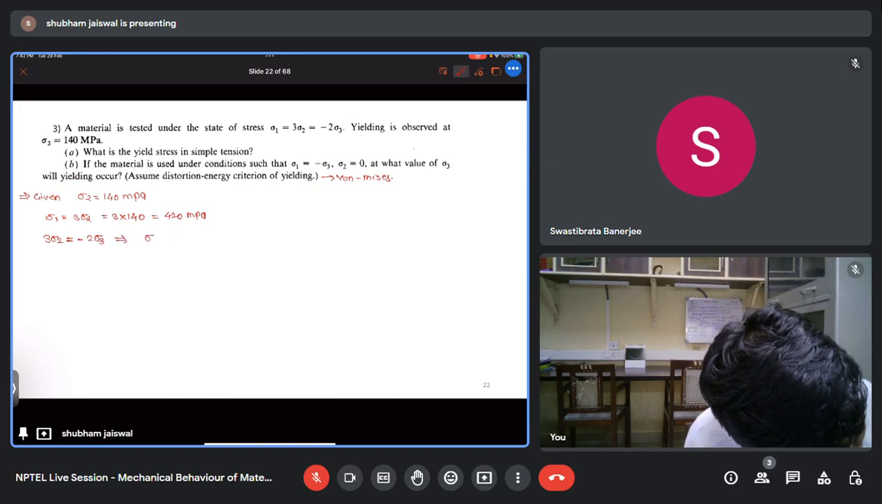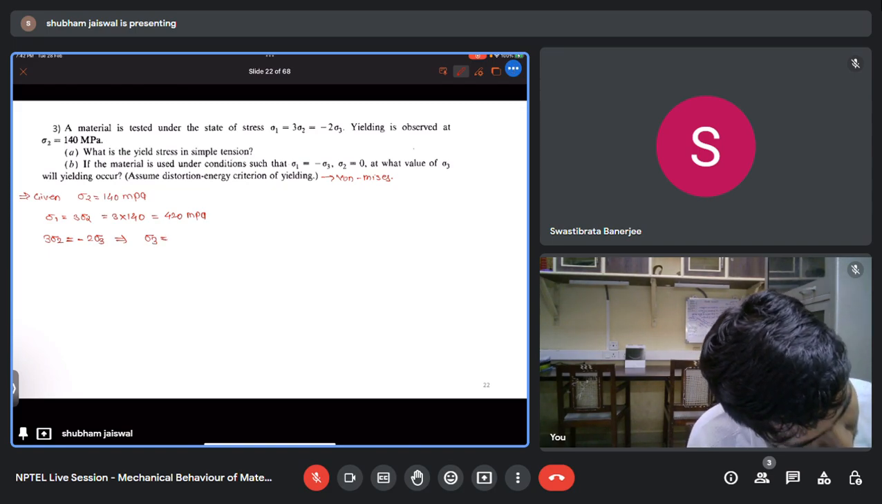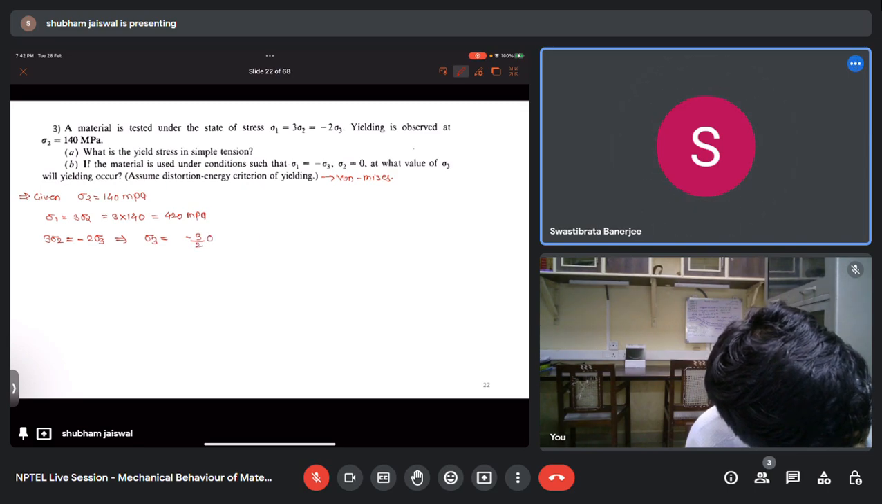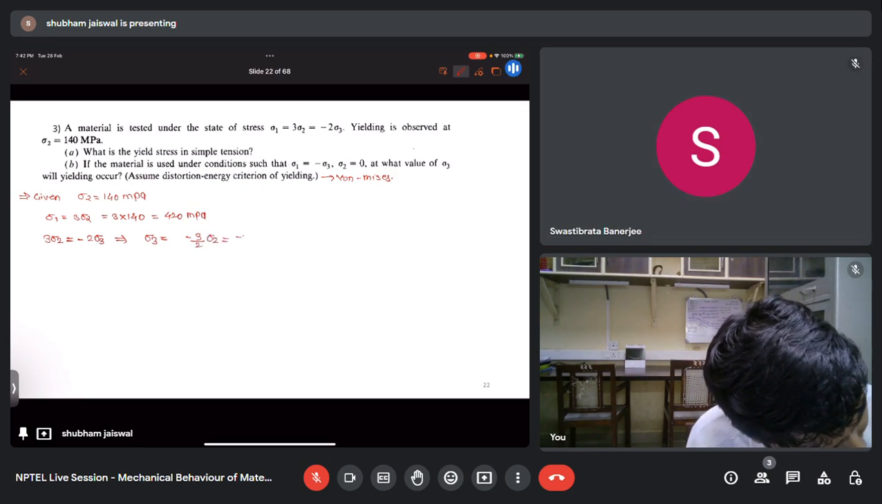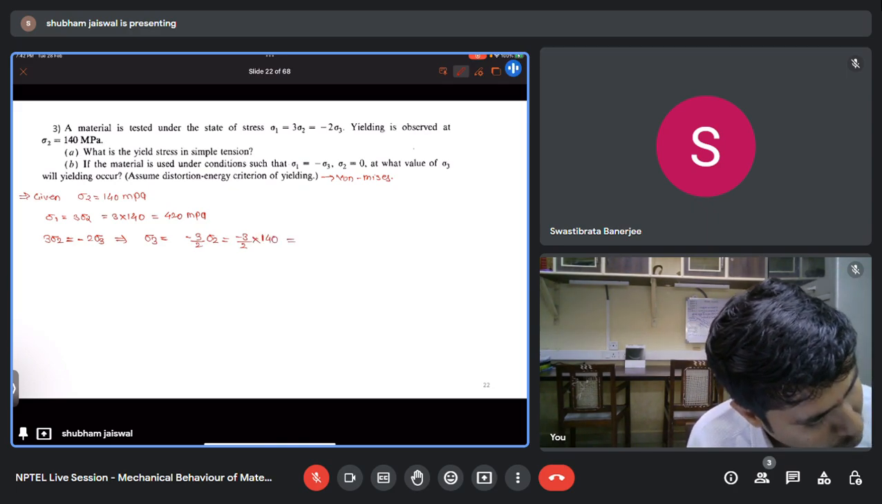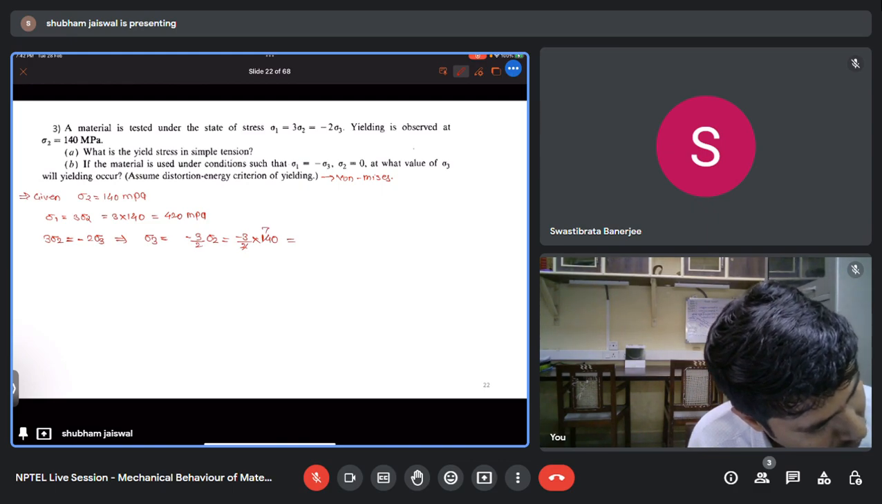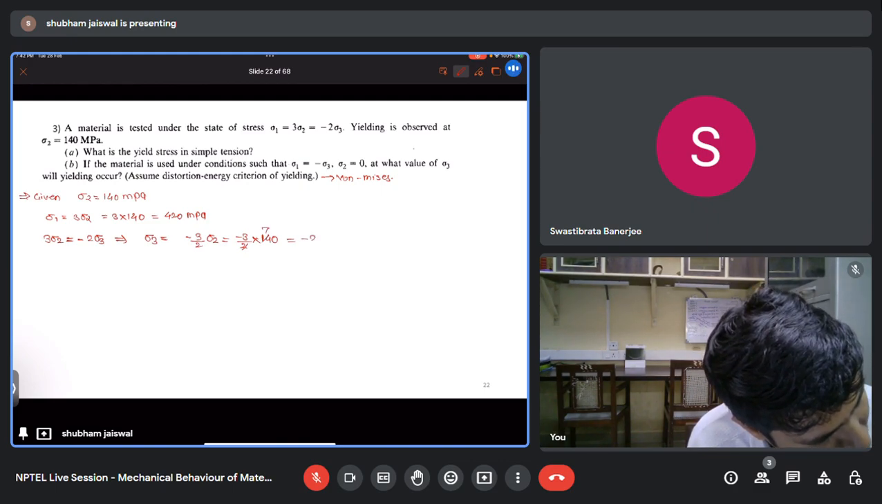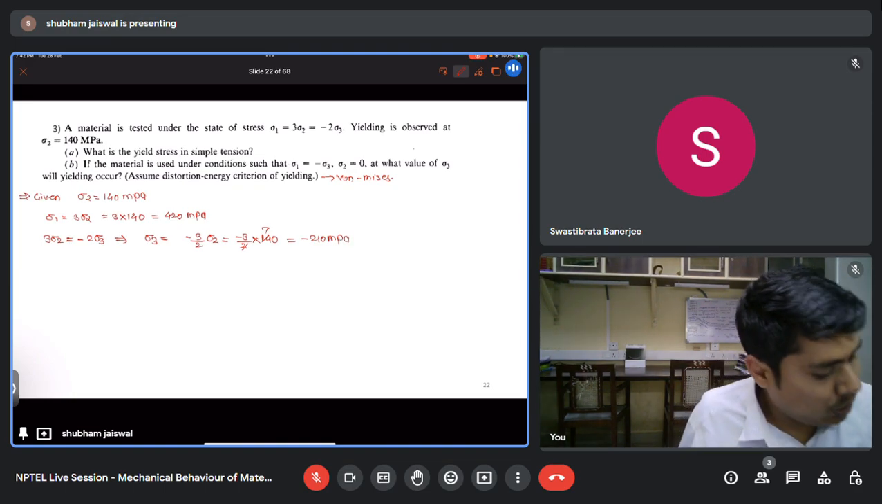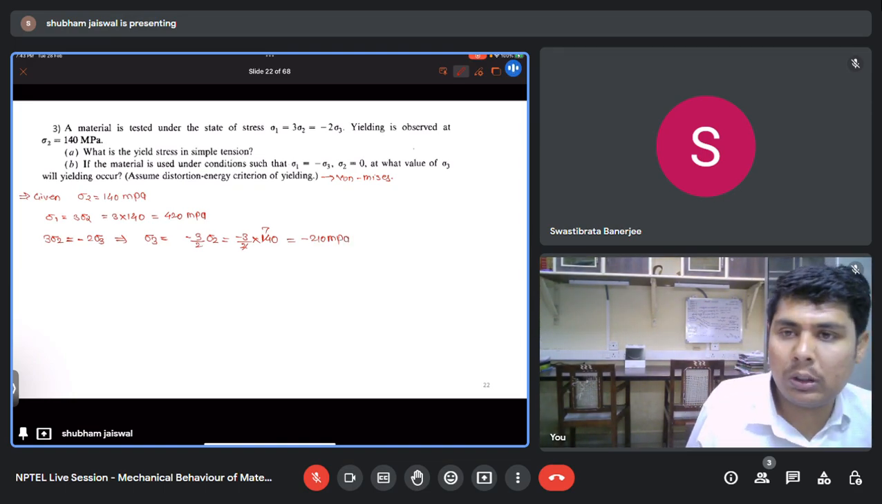So sigma 3 is how much? Minus 3 by 2 into 140, so minus 210 MPa. Okay, so now I got the values of sigma 1, sigma 2 and sigma 3.